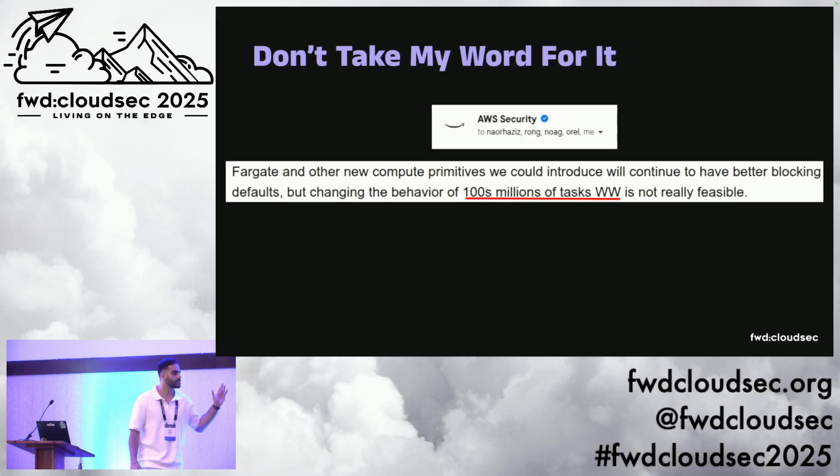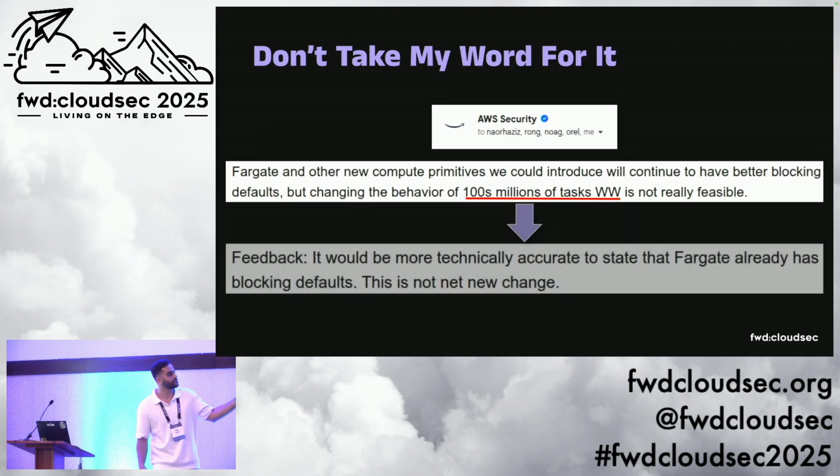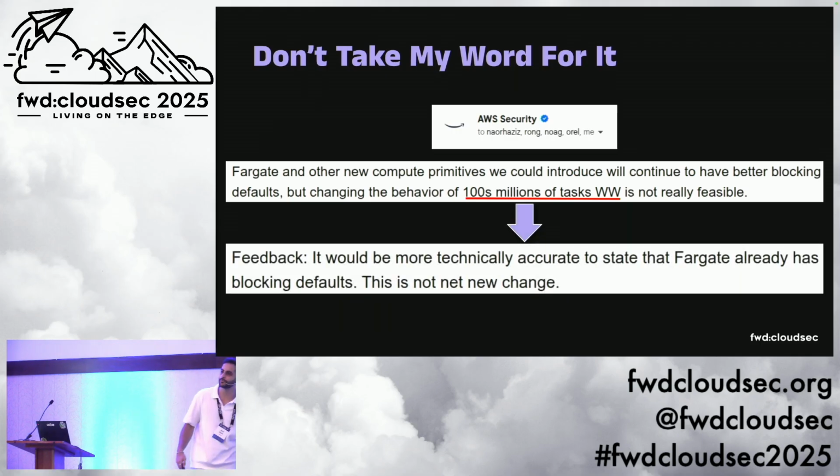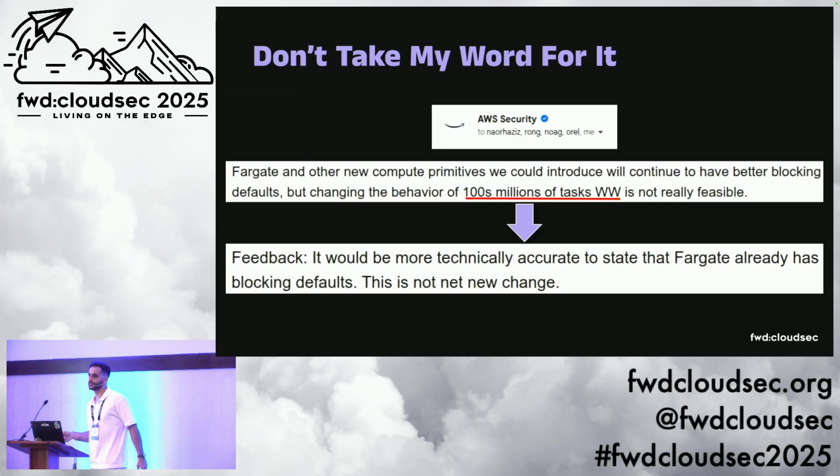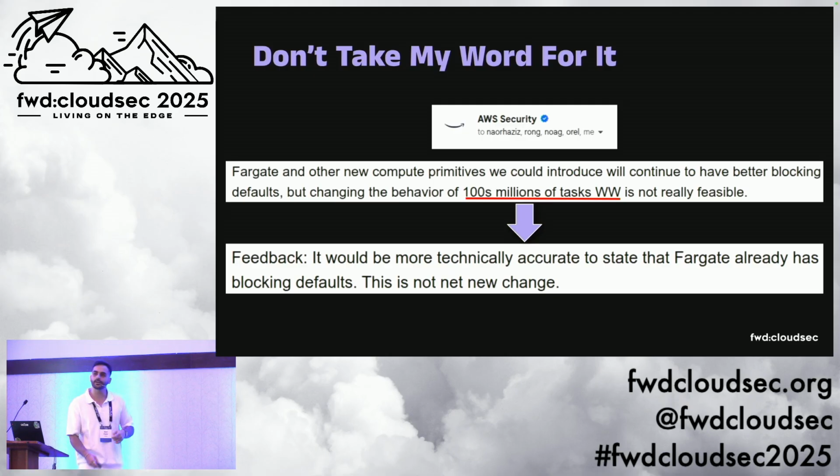And don't take my word for it. Here's a clear declaration from AWS during our emailing, showing that hundreds of millions of tasks worldwide are accessible to this vulnerability. So yeah, it's not just another edge case, it's something that can affect each and every one of you. After I sent them this presentation, they had feedback, so I want to show it to you, saying that Fargate already has better blocking defaults, and Fargate is not vulnerable to this exploit. So I think they are trying to encourage you to use Fargate, and this is the feedback that I got.